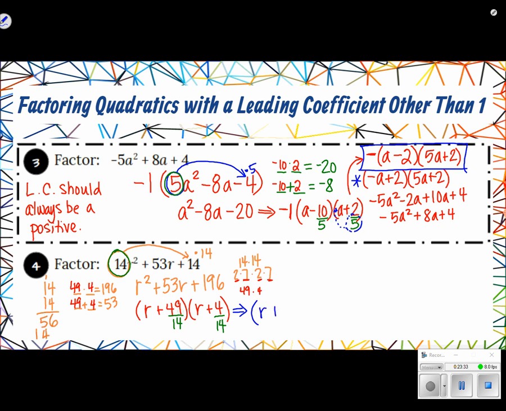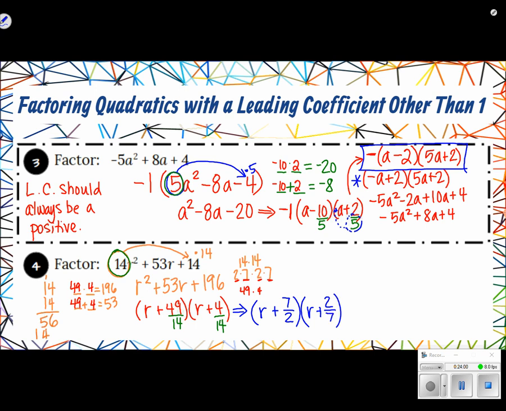So this is r plus 49 over 14. We know that they're both divisible by 7. 49 divided by 7 is 7. 14 divided by 7 is 2. Okay, and then we're going to come over here. We're going to have r plus 4 divided by 14. We know that they're both even. They're divisible by 2. 4 divided by 2 is 2. 14 divided by 2 is 7.